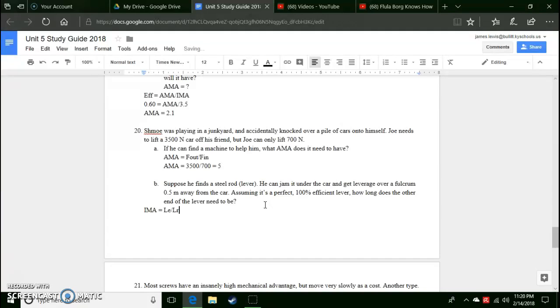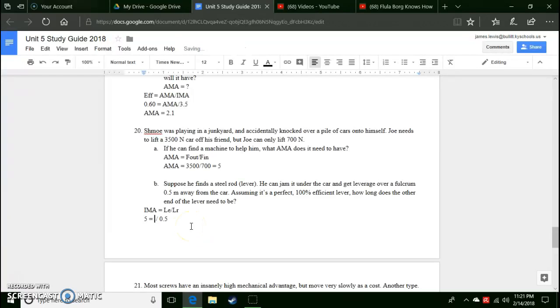And then I'll go ahead and say the IMA that we wanted for this machine was 5. So 5 equals the length of the effort arm divided by, it tells us that it's 0.5 away from the car. So that is the resistance, that is the 0.5. So 5 equals L divided by 0.5. Remember, if you like that better, you can just change this out to be X. So 5 equals X divided by 0.5.